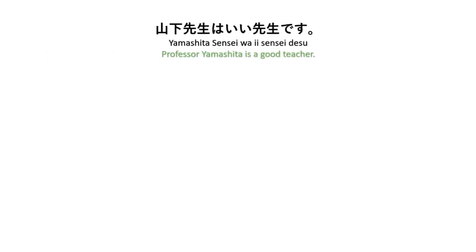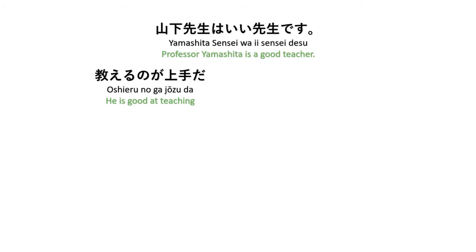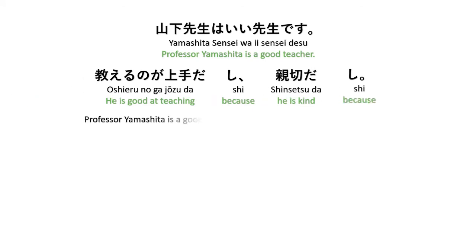Yamashita sensei wa ii sensei desu. Professor Yamashita is a good teacher. So this is one sentence. The reasons are oshieru no ga jouzu da shi, because he is good at teaching, shinsetsu da shi. So in this case, we can add shi clauses in a separate sentence, providing reasons for the situation we have just mentioned. The situation and the explanations do not necessarily have to be connected.